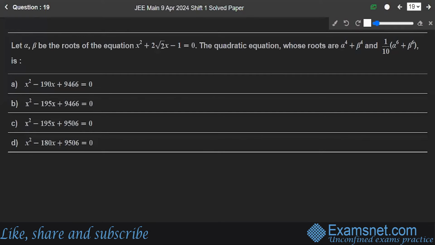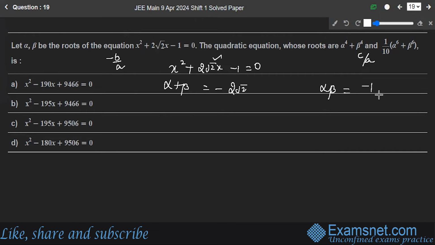Question number 19. Let alpha, beta be the roots for this equation. Find the quadratic equation whose roots are alpha power 4 plus beta power 4 and this is what? So first, the equation x squared minus 2 root 2 x minus 1 is equal to 0. If alpha and beta are the roots for the equation, the sum of the roots is given by minus b upon a. B is this. So this is equal to minus 2 root 2. Also the product of the roots is given by c upon a. C is minus 1. So minus 1 upon 1, this is equal to minus 1.